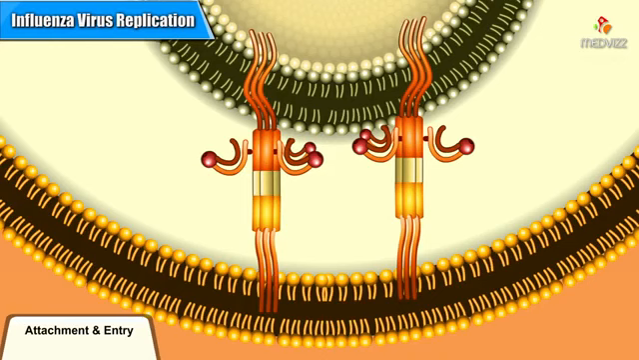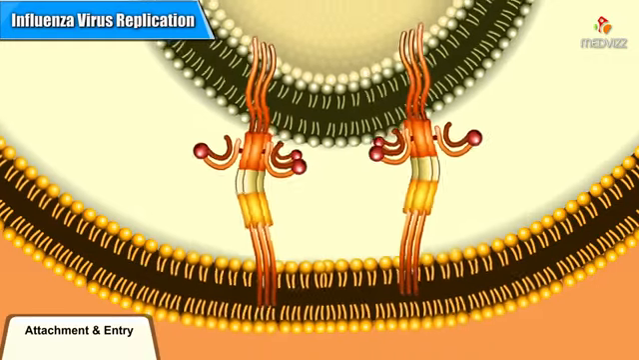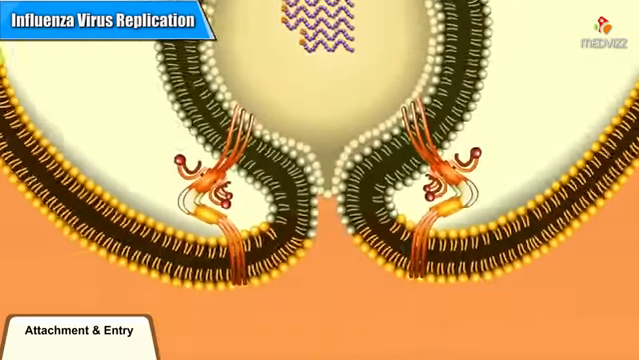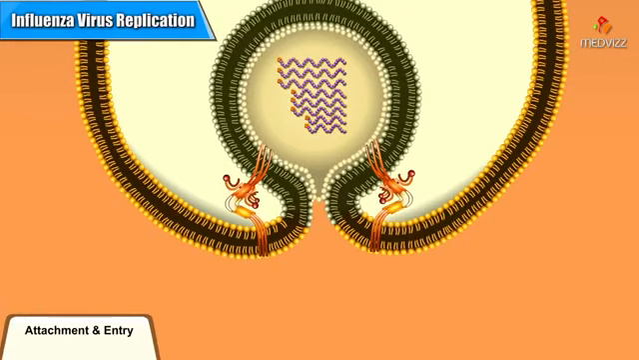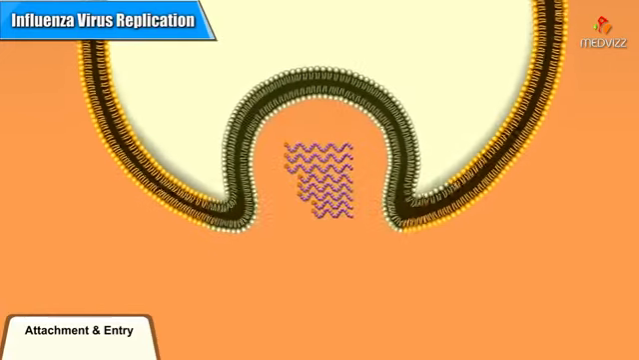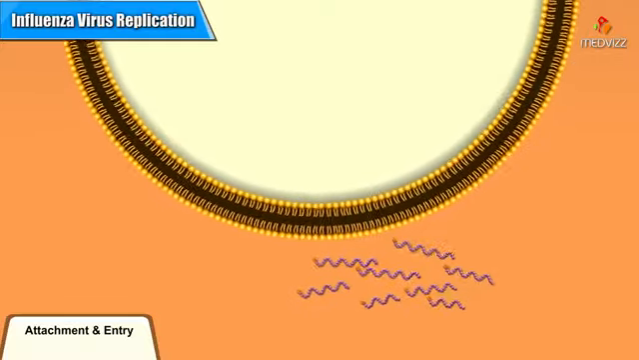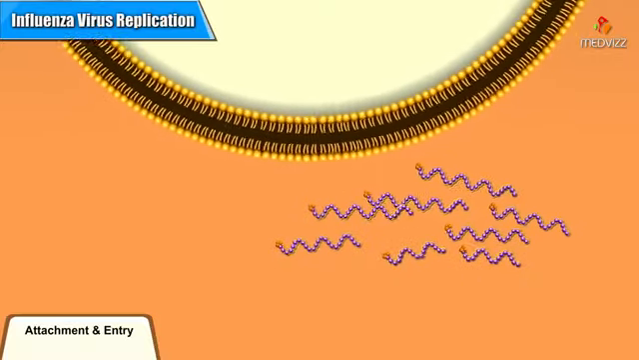The acidity also triggers hemagglutinin to make a structural change and insert itself into the vesicle membrane. In this new form, hemagglutinin stimulates membrane fusion. The RNA genome and associated proteins can flow freely away from the matrix proteins into the cytoplasm, completing the uncoating process.